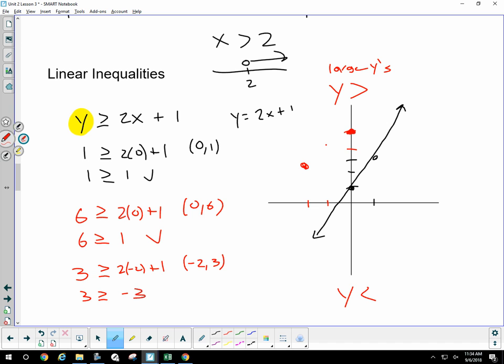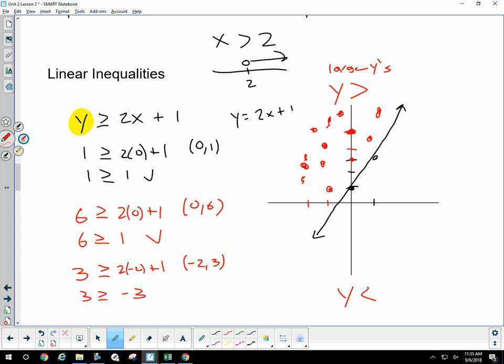And if I checked here, I need a closed circle here, closed circle there, closed circle there. I need a lot of closed circles, because all of these points are solutions. They will satisfy this inequality. But it's going to take me a long time to put a lot of dots down.